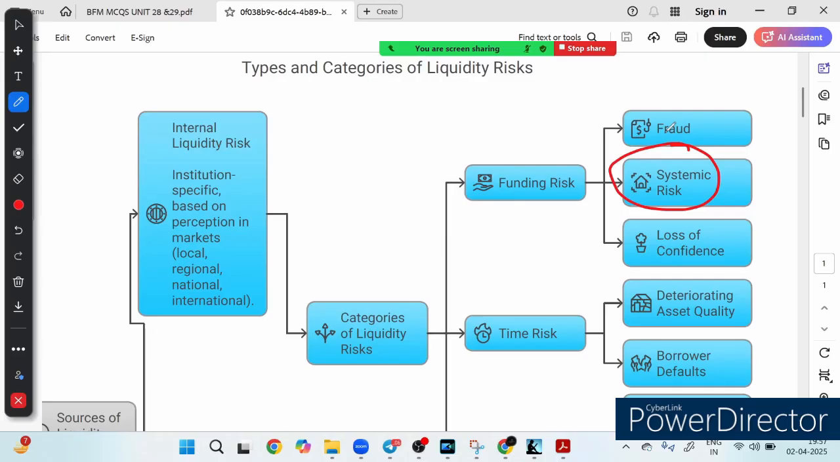On the other hand, we have loss of confidence, which means when customers lose confidence, it leads to a run on deposits, a bank run, basically causing a liquidity crisis. So remember these three: fraud, systemic risk, and loss of confidence account for the funding risk. And I already told you what funding risk is. Funding risk just means when a bank struggles to raise the funds needed for its operation, and it is caused by fraud, systemic risk, or loss of confidence.